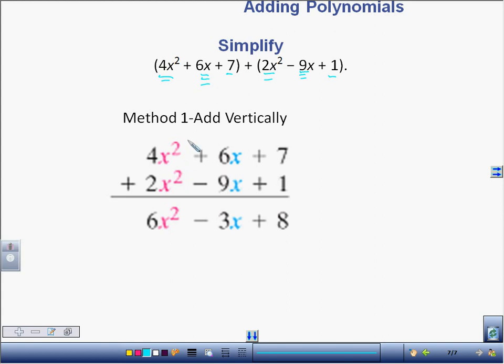Yes, you have to make sure that these things are the same degree term, or that they're like terms. So all the x squareds go together, and all the x's go together. Are we good with that?